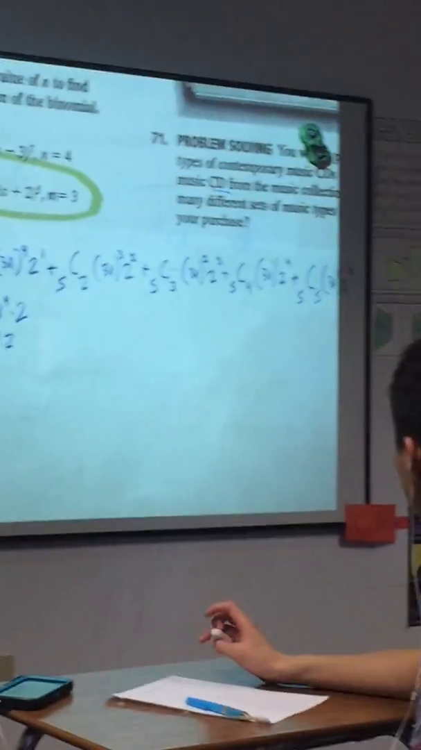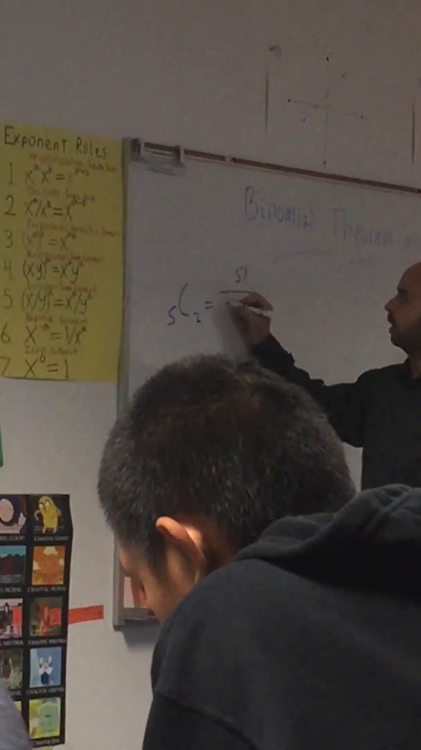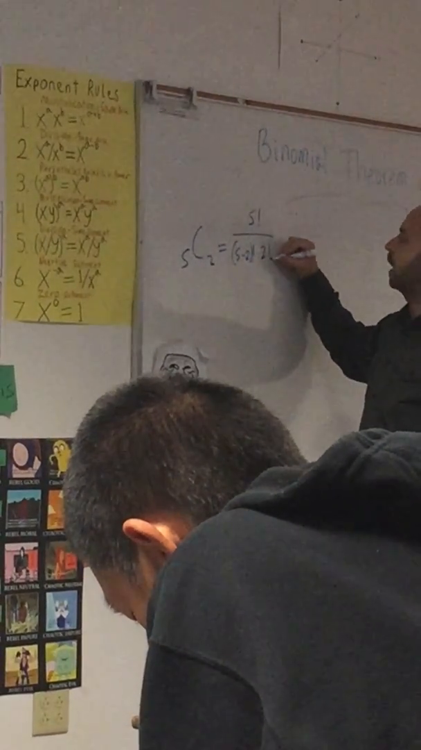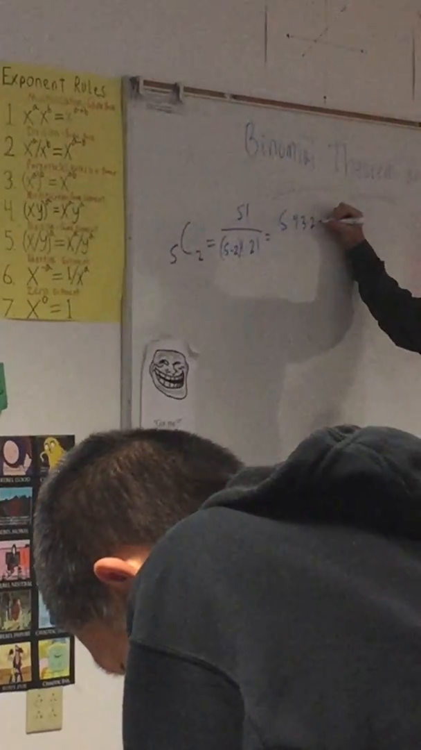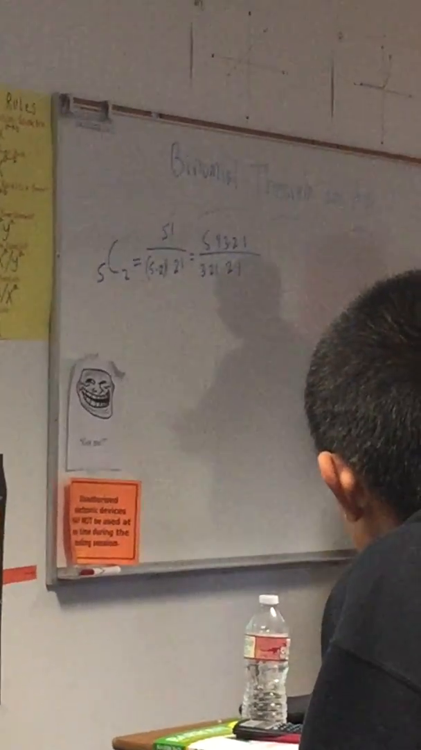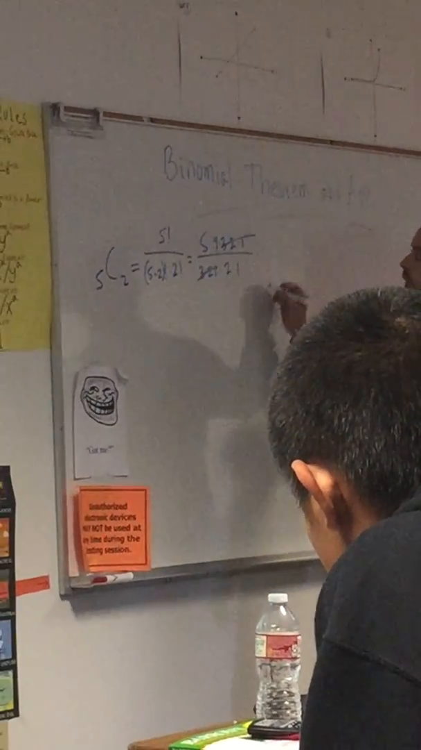And I know I'm all over the place here, guys. It's a ton of space. Give yourself extra paper here. 5 factorial over (5 minus 2) factorial times 2 factorial. This is 5, 4, 3, 2, 1. This is 3, 2, 1 times 2 times 1. Any objections to where I'm getting this? Cool. 3, 2, 1, 3, 2, 1.